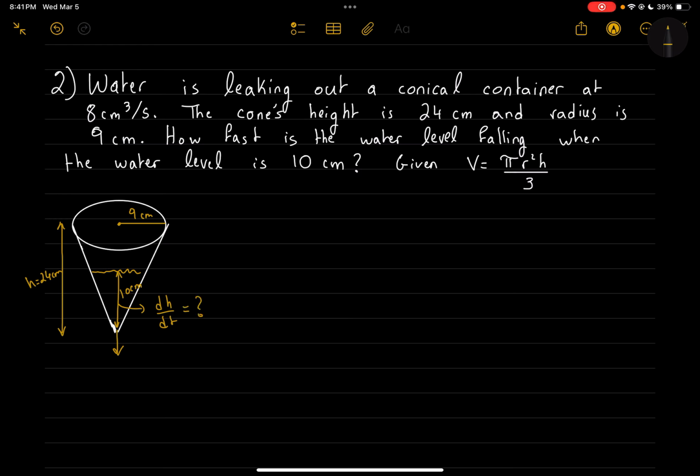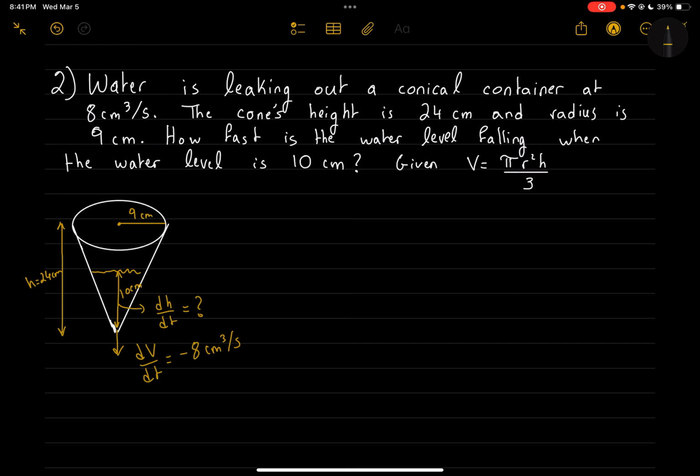And we know that the water is leaking out of a conical container at 8 centimeters cubed per second. That means that dv over dt is not just 8 centimeters cubed per second, it is negative 8 centimeters cubed per second, because the conical container is losing water rather than collecting water, or filling it up with water.